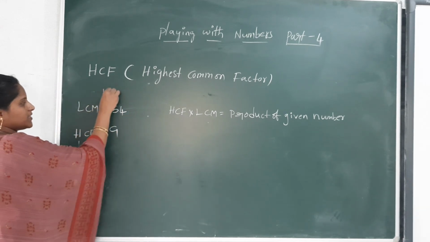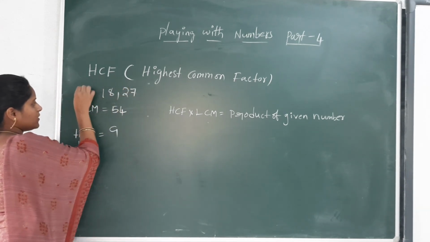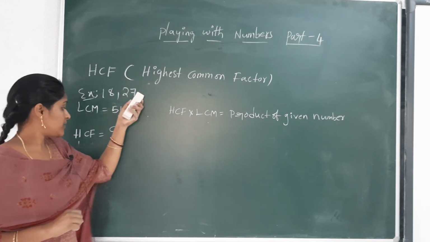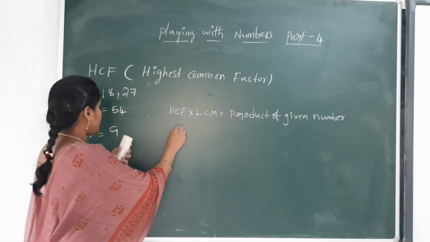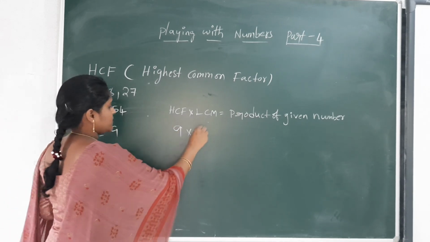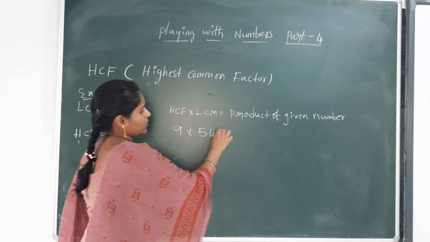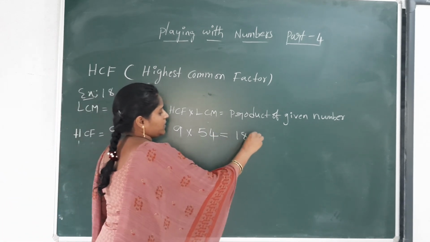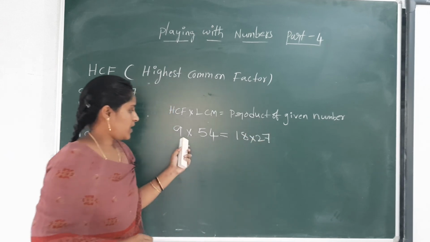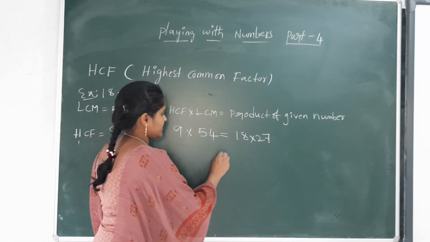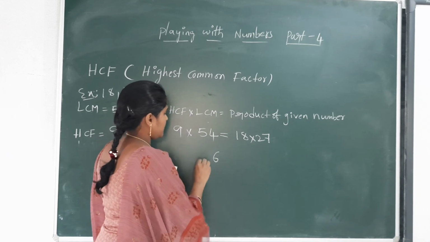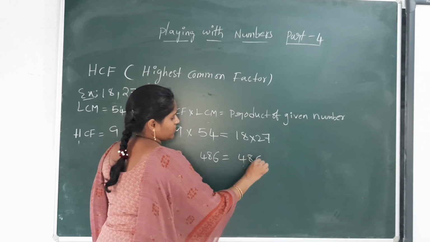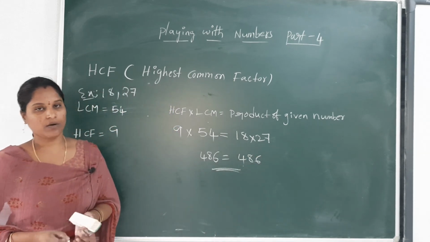What are the given numbers here? Given numbers are 18 and 27. Here we have a formula. We have to substitute these values in the formula. HCF is 9 and LCM is 54. Product of given numbers. What are the given numbers here? 18 and 27. We have to multiply. We get the same result on both sides.